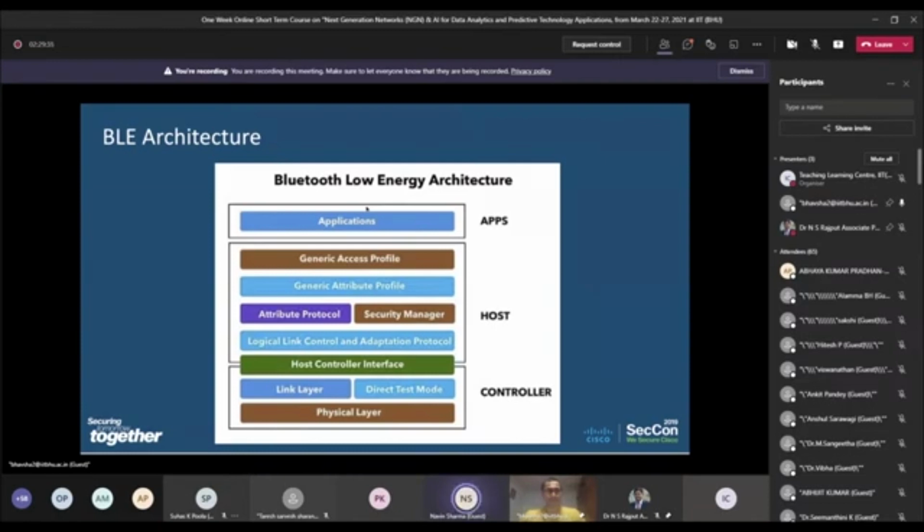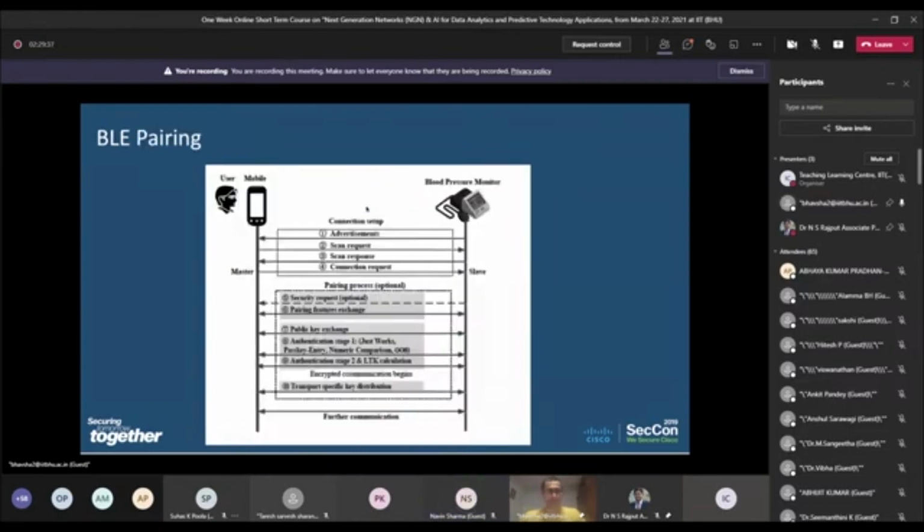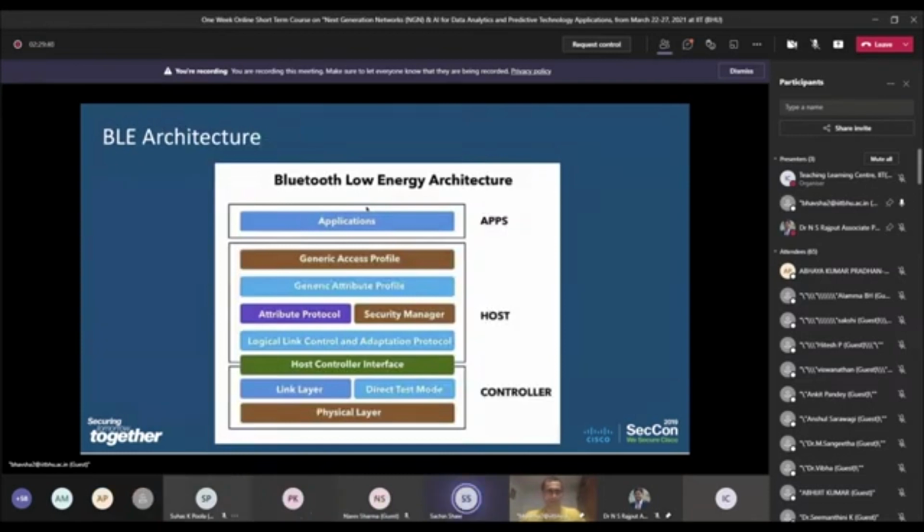No, sir. No questions. Perfect. Sir, what's the difference between generic access and generic attribute profile?